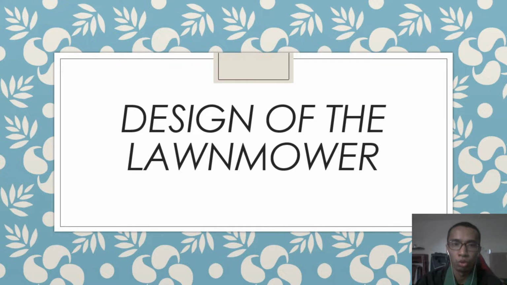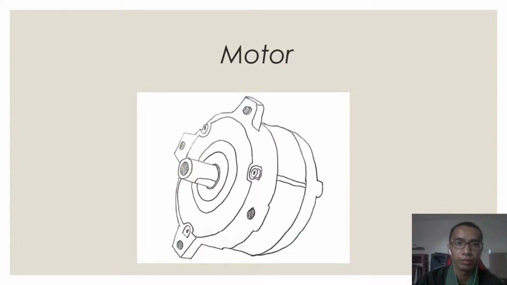Hello, now I want to present about the design of the lawnmower. The first part of the lawnmower is the motor. This motor's voltage is 24 volts and it has 4000 revolutions per minute. The diameter of this motor is 100 mm. The motor that we use is the DC motor.